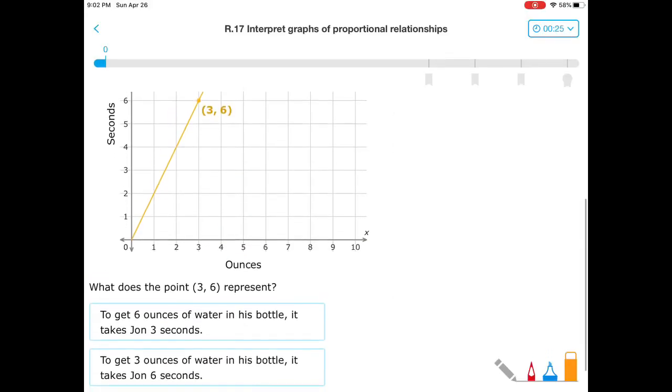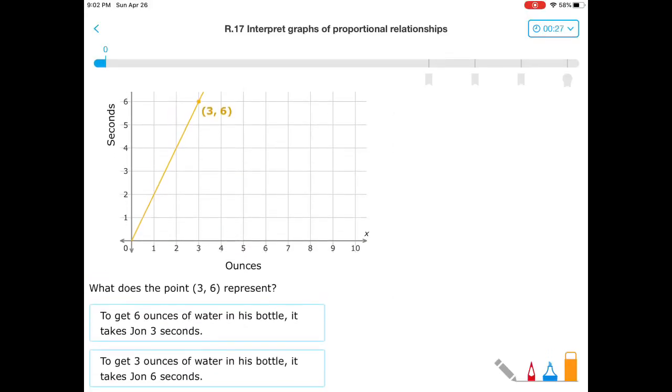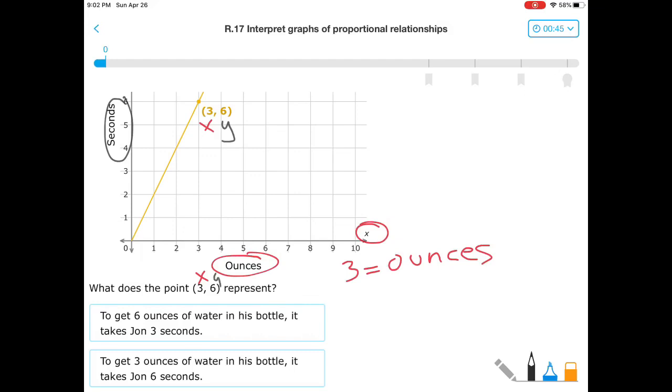All right, so how to read a graph. Start with the first number, which is your x value, and our first number is 3, so I'm going to label everything because you know I love to label. So 3 represents ounces. We'll move on to the next number, which is our y, which is this right here on the side, and that's our y. 6 represents seconds.